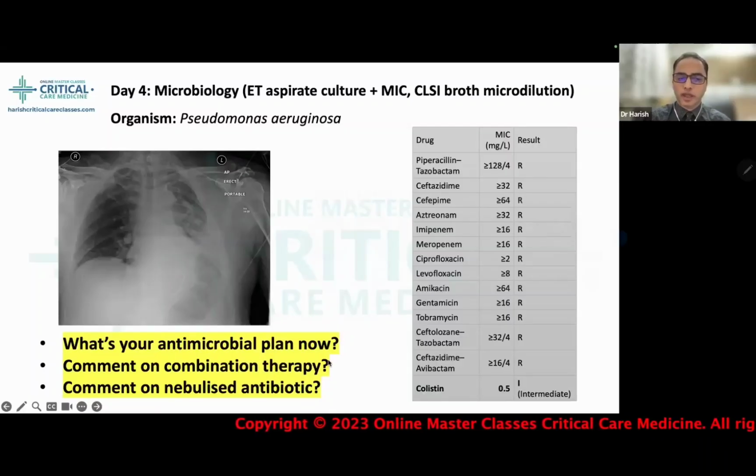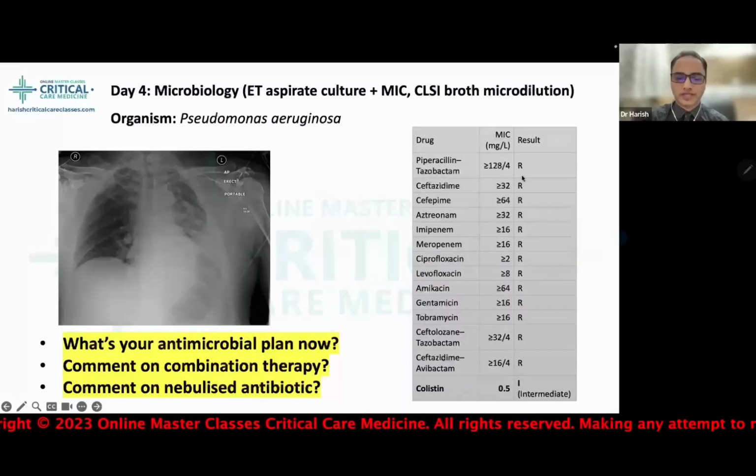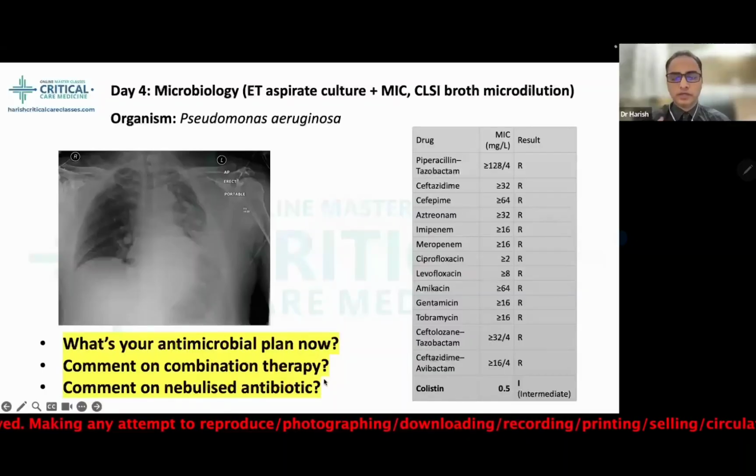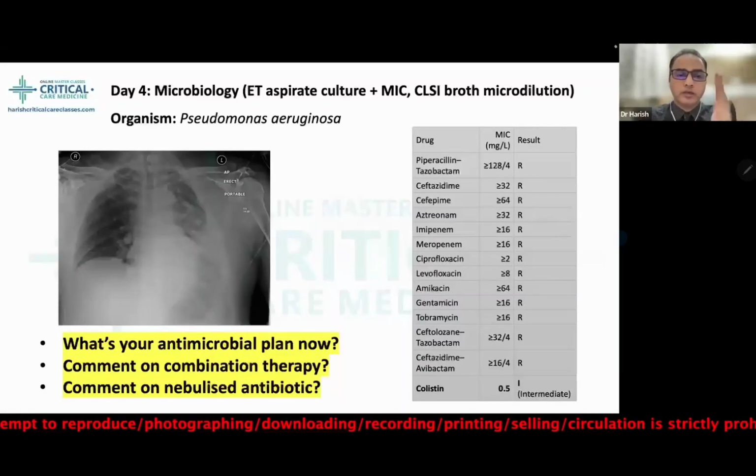What's your antimicrobial plan now? Initially he was on piperacillin-tazobactam, but it grew a Pseudomonas which is resistant. He was also on atypical coverage, that is azithromycin. So comment on combination therapy. Can we go for nebulized antibiotic in a patient who began with infective exacerbation of COPD?